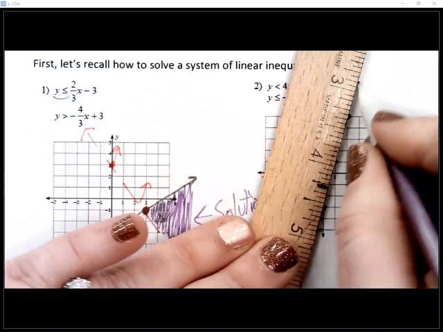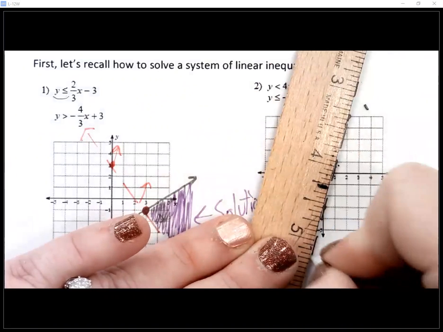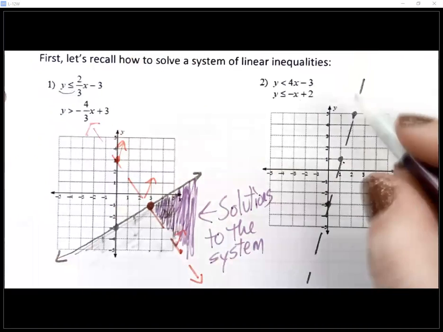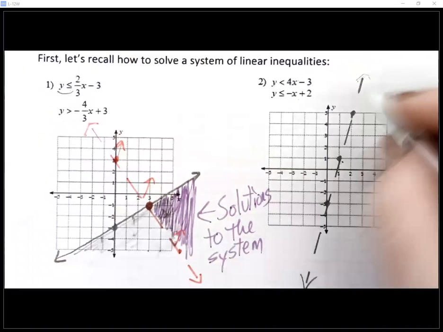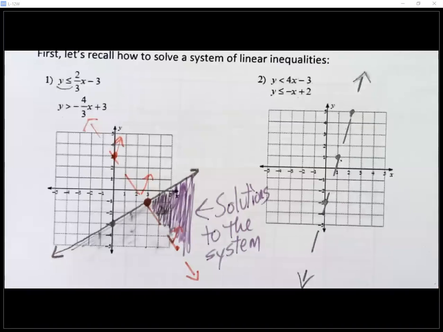Dotted, dashed, whatever. And then I'm not going to go and shade. I mean, you can, but sometimes when you keep shading all these regions, it gets really confusing at the end. Especially what if you have 3 or 4 lines?